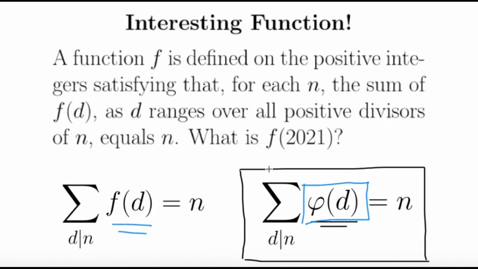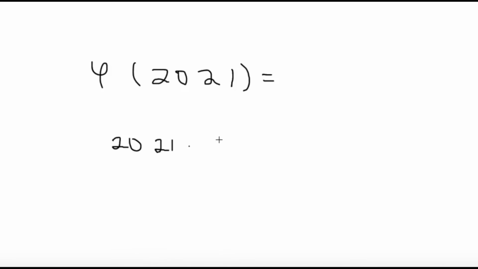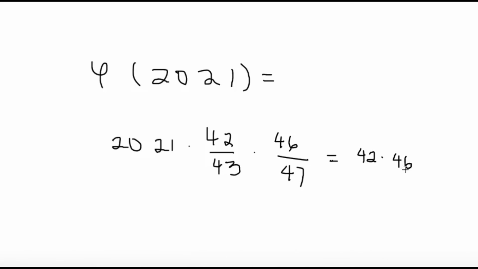So in this regard, we can actually just get phi of 2021. In the earlier part of the video, we know that 2021 is a product of two prime numbers, 43 and 47, so phi of 2021 is simply 2021 times 42 over 43 times 46 over 47. This is just 42 times 46, and evaluating this would indeed give us 1932.